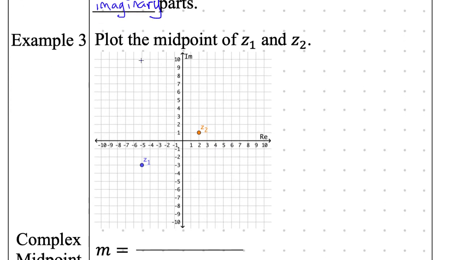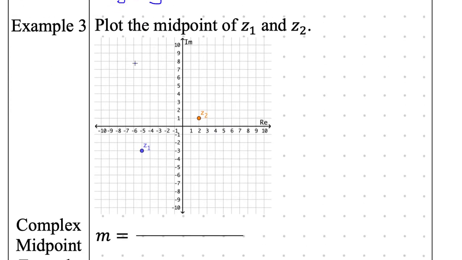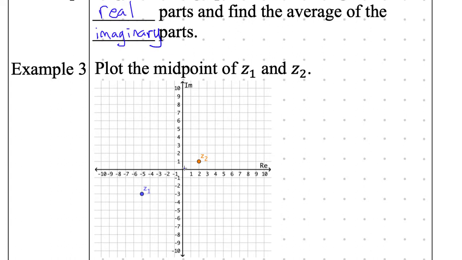All right, so let's look at example 3, a graph. We have z1 and z2. Let's look at the real axis, going left and right. Well, I have -5 and I have 2. I need to find the average of -5 and 2.